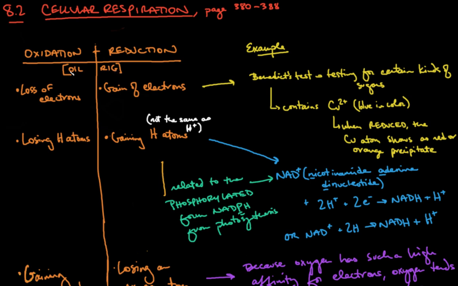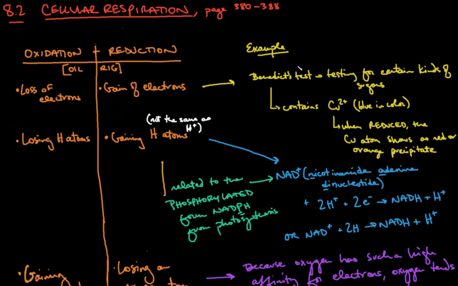So oxidation is loss of electrons, reduction is gain of electrons. And these are coupled processes, so as something is being reduced, it's gaining electrons. Those electrons are coming from another molecule, and that molecule is being oxidized because it's losing electrons. So as electrons move from one molecule to another, one molecule is oxidized and the other is reduced, right? So they're coupled processes.